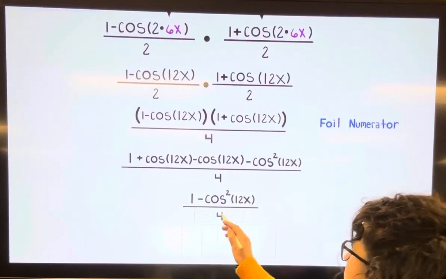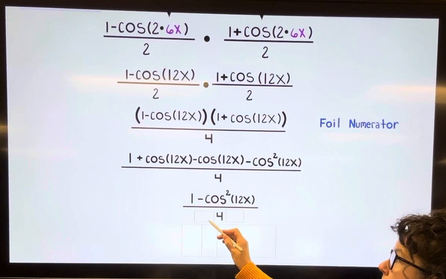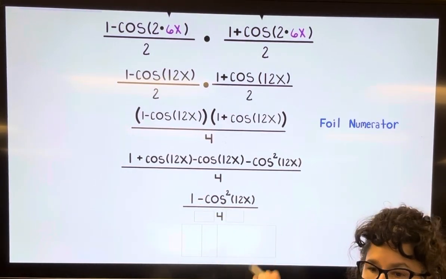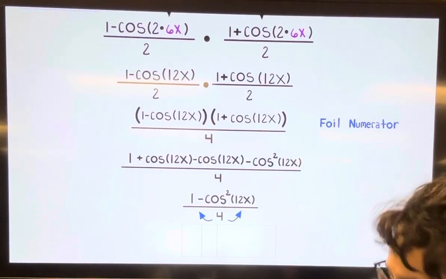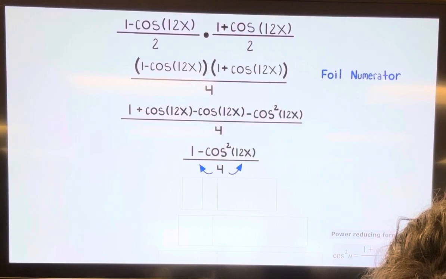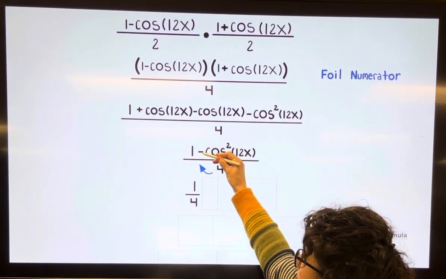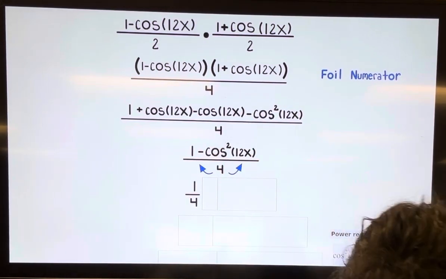And so now I'm here. I need to next have this 4 in the denominator go with each piece in the numerator. So I'm just going to put a couple of arrows there to remind you. Then I'm going to have 1 over 4 minus cosine squared of 12x over 4.